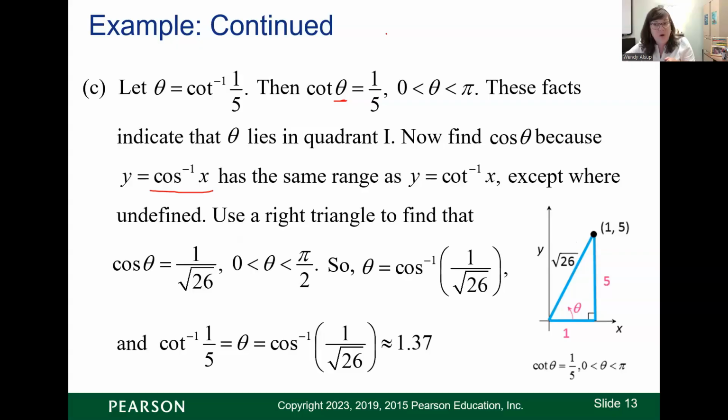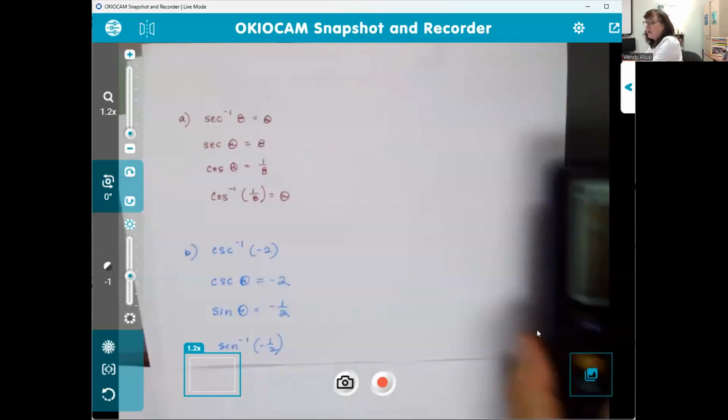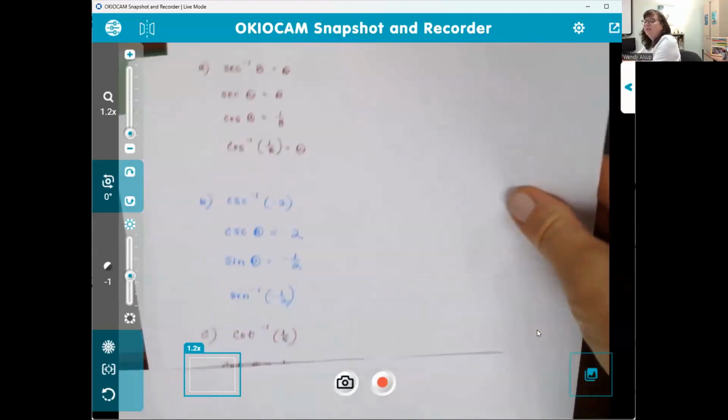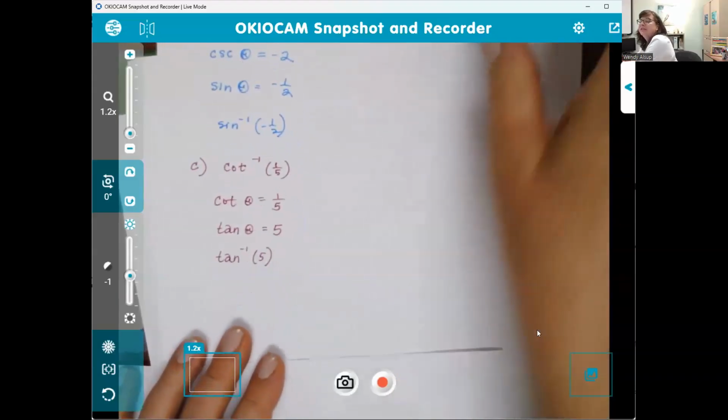In this particular one, you might say, well, if I'm dealing with cotangent, shouldn't I work with tangent? And in this particular one, it does work with tangent. But if we get into a more complicated example, it will not work with cotangent because of the domain. But for this one, we can use cotangent. We can use the same line of reasoning.